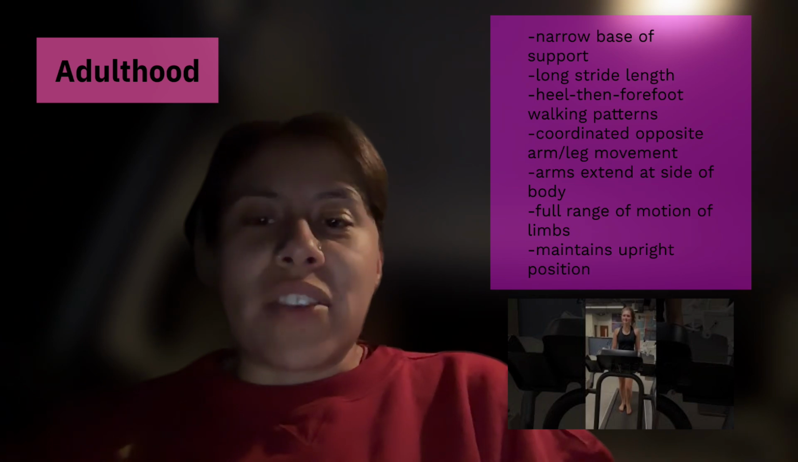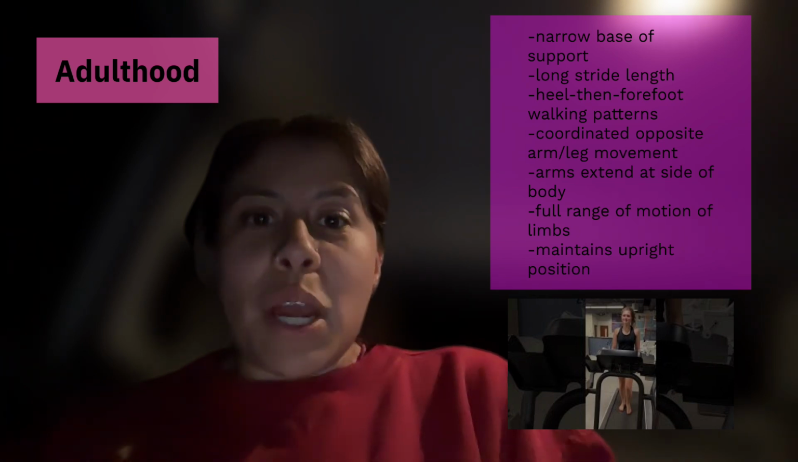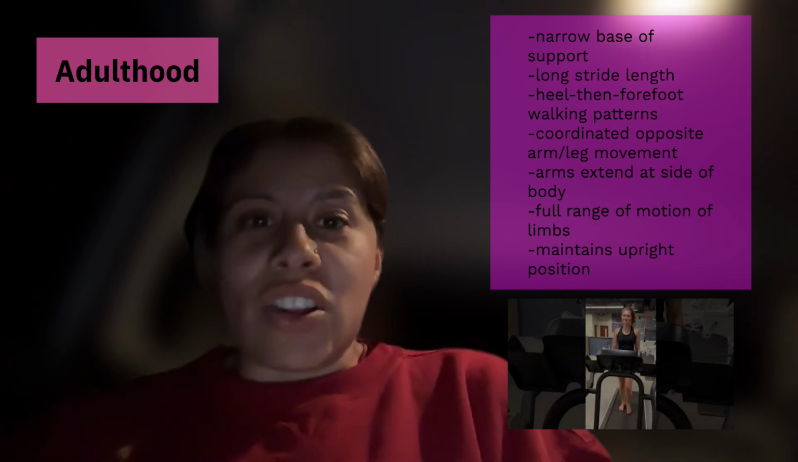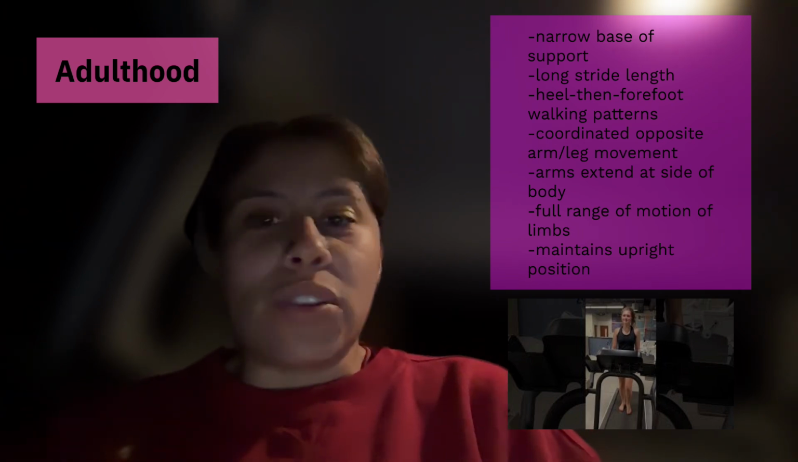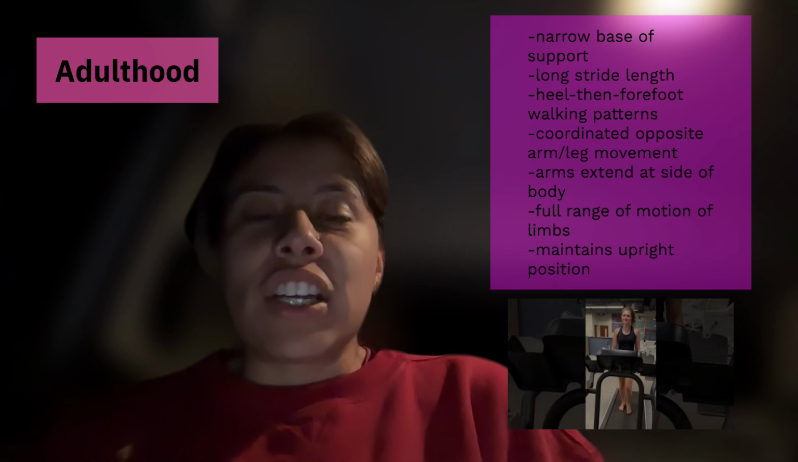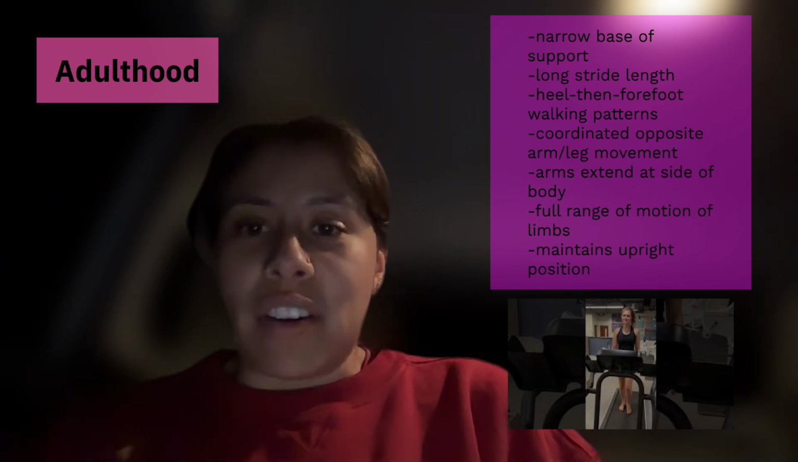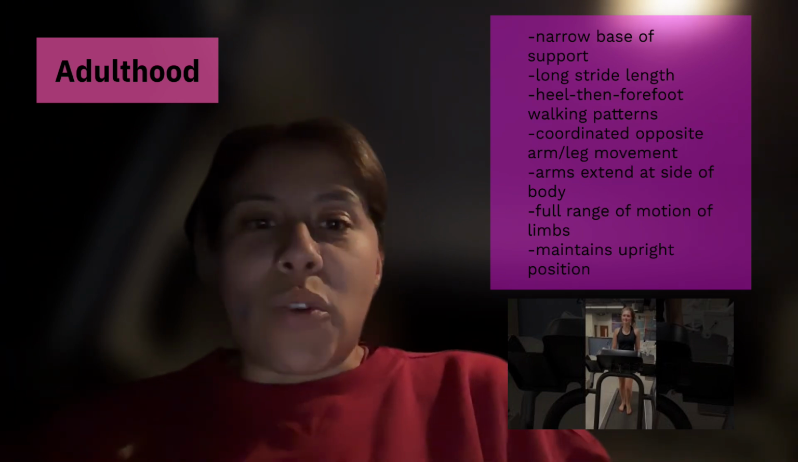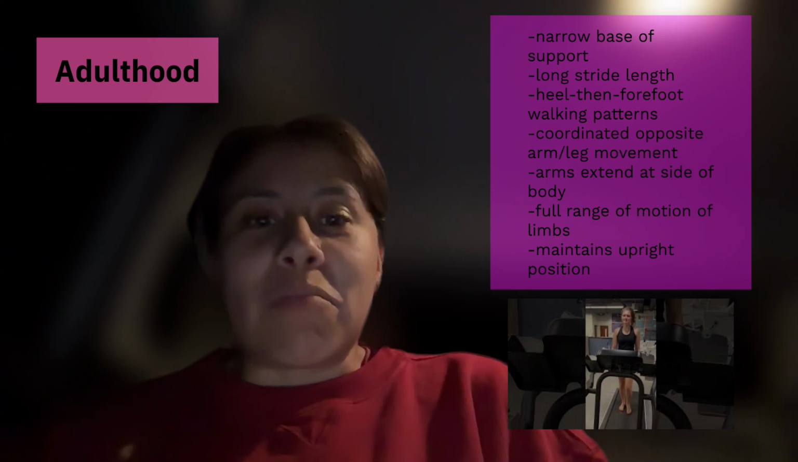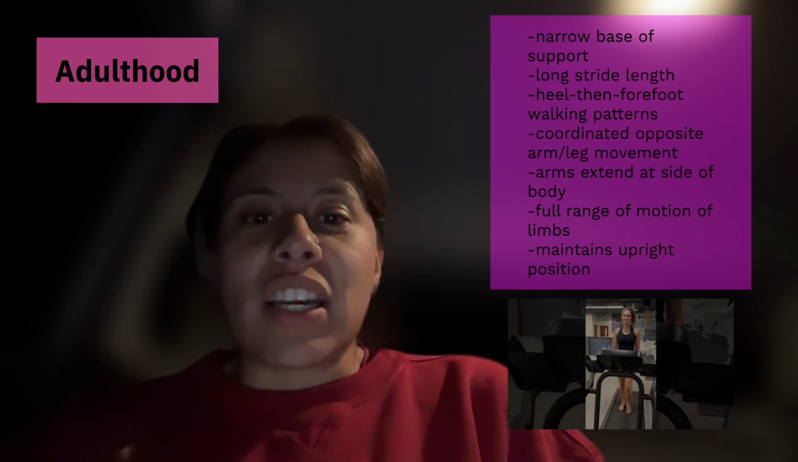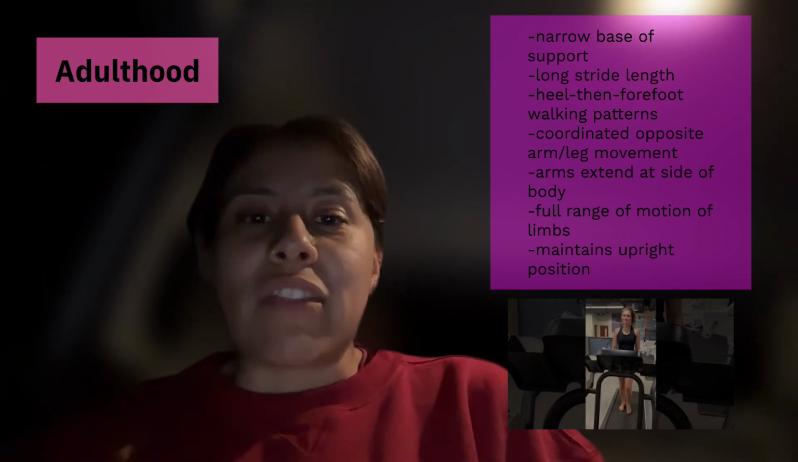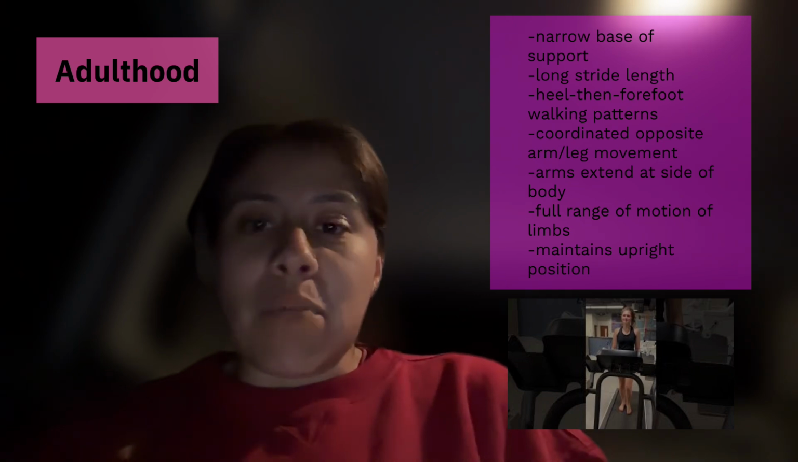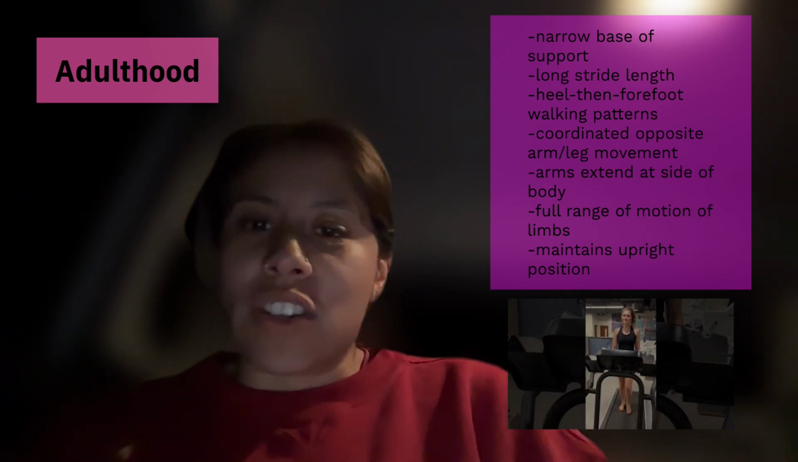In adulthood, in the video that I've included, the adult portrays a narrow base of support. She has a long stride length due to longer limbs. She does walk in a heel and forefoot walking pattern, and she also has a coordinated opposite arm and leg movement. She keeps her arms extended at the side of her body, so she doesn't keep her arms up to balance because she doesn't need it.